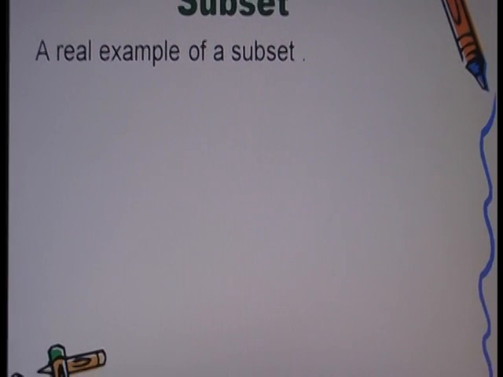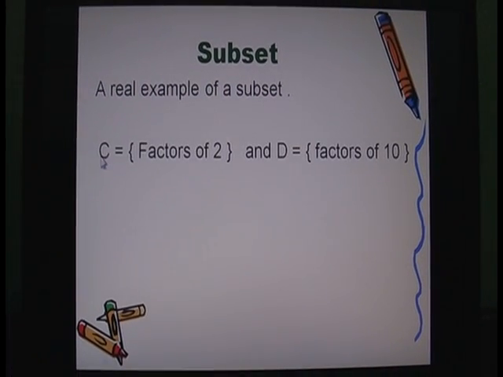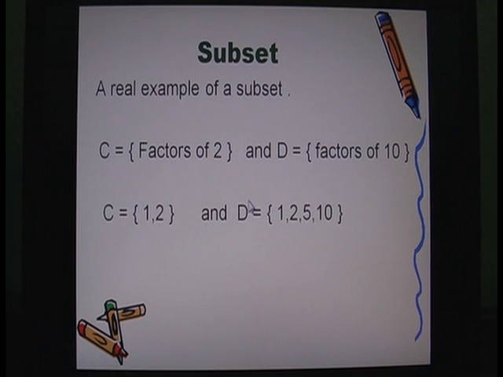Subset. A real example of a subset. Now C is equal to what? Factors of 2, and D is equal to factors of 10. So set C here, we have listed them. 1 and 2 are factors of 2, and D are factors of 10. So 1, 2, 5, and 10.